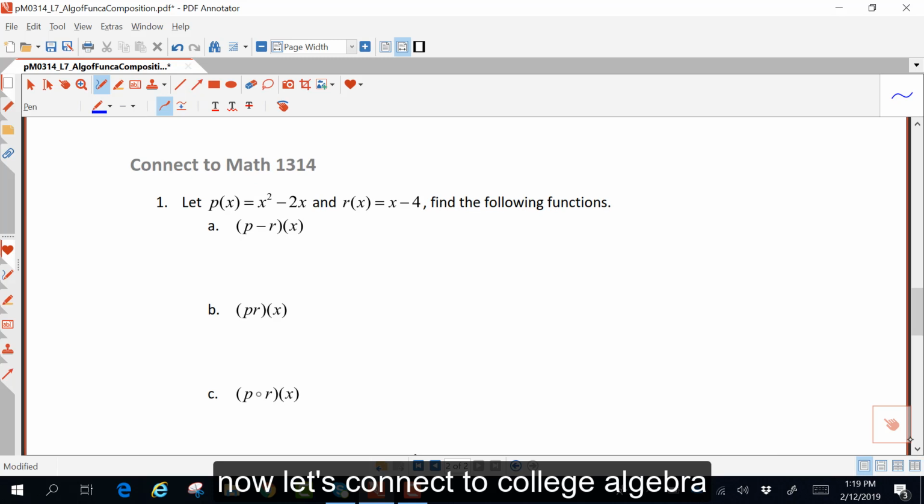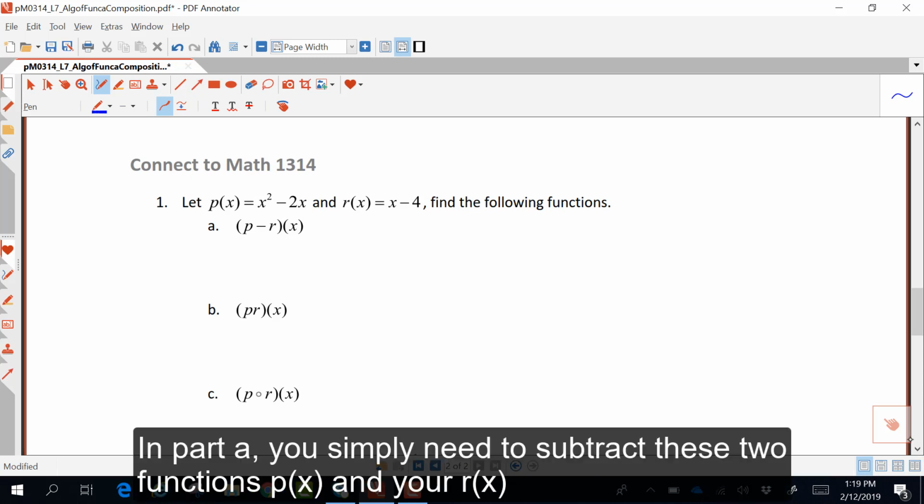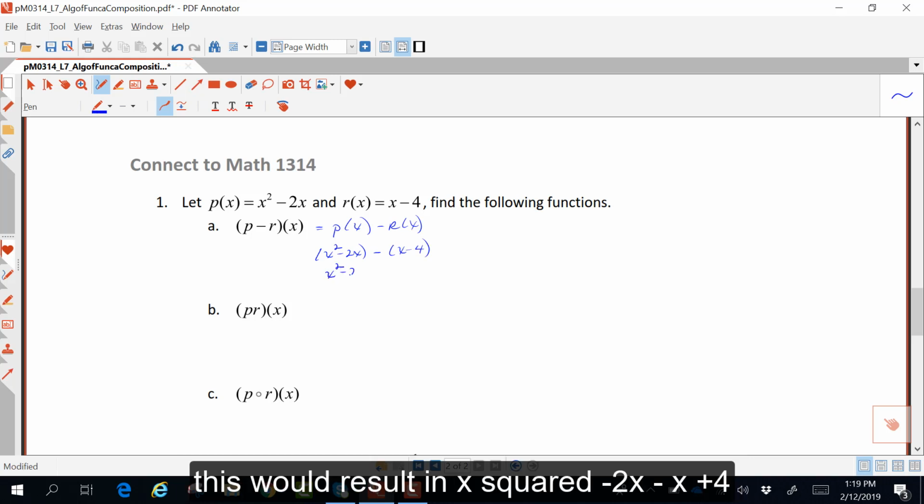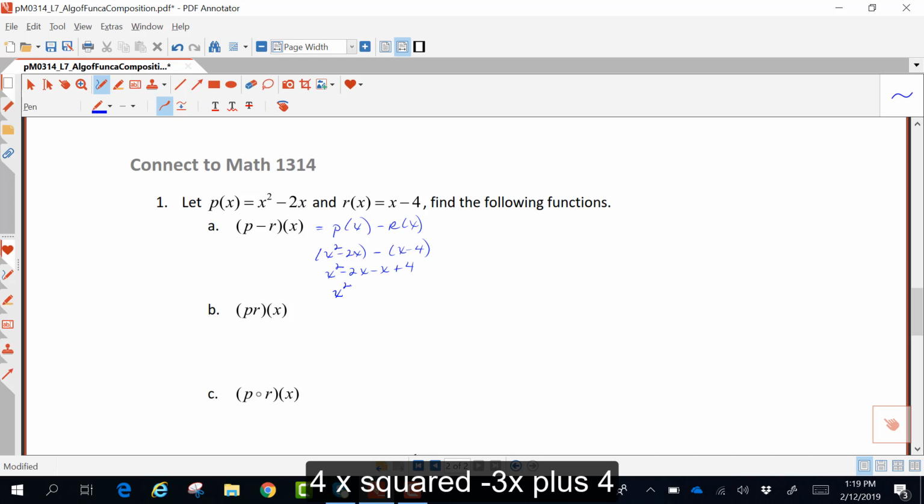Now let's connect to college algebra. Part A, you simply need to subtract these two functions, your p of x and your r of x, being careful under subtraction that you subtract every term in r of x. This would result in x squared minus 2x minus x plus 4, or x squared minus 3x plus 4.